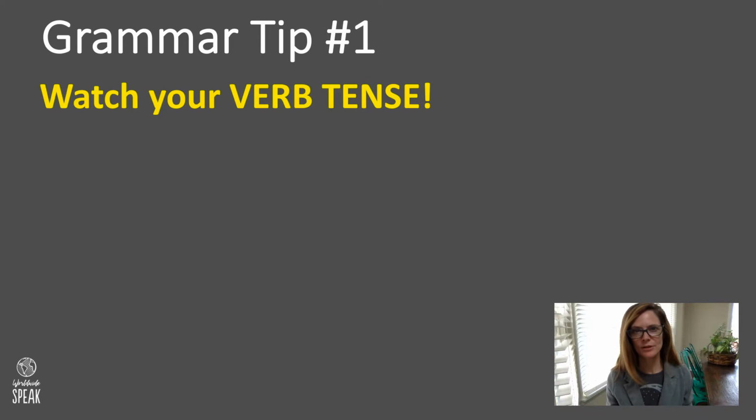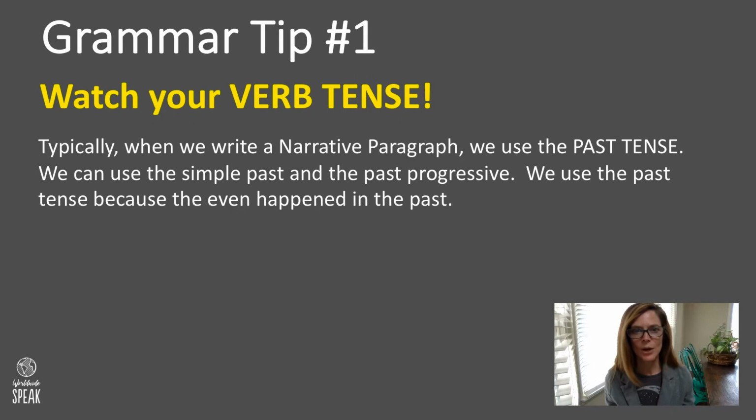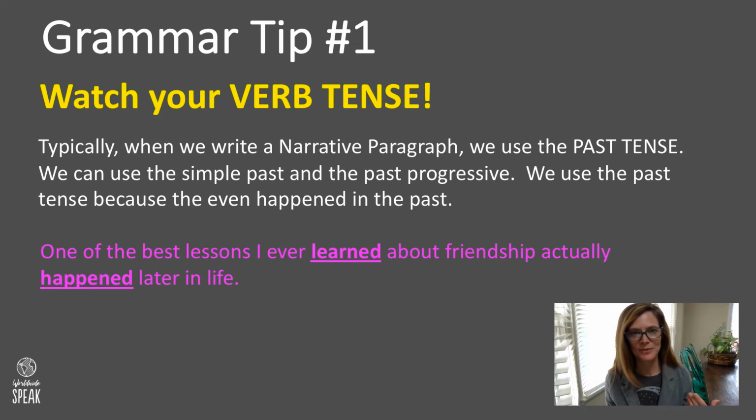Now I'd like to focus on your supporting sentences by giving you some grammar tips when you write them. Number 1, watch your verb tense. Typically, when we write a narrative paragraph, we use the past tense. We can use the simple past and the past progressive. We use the past tense because the event happened in the past.